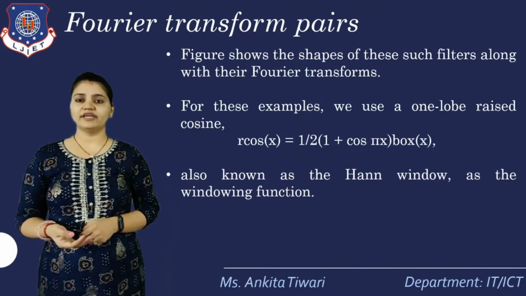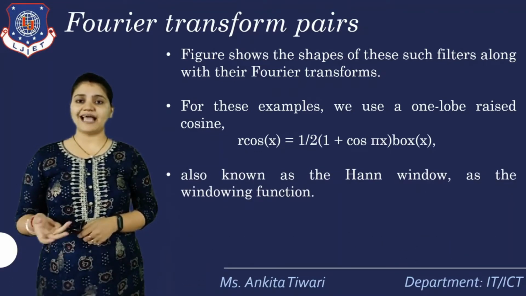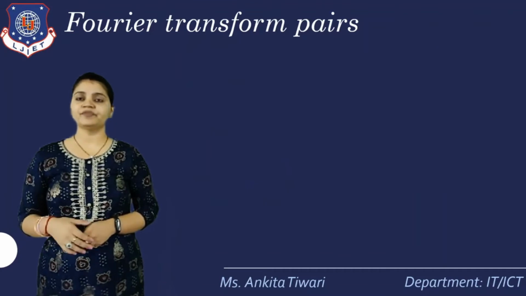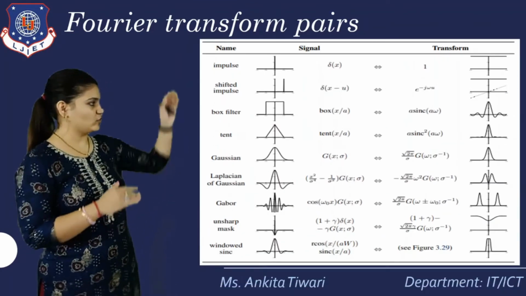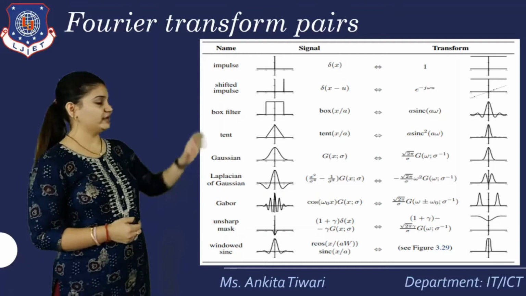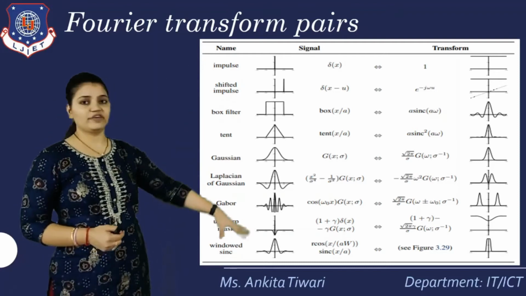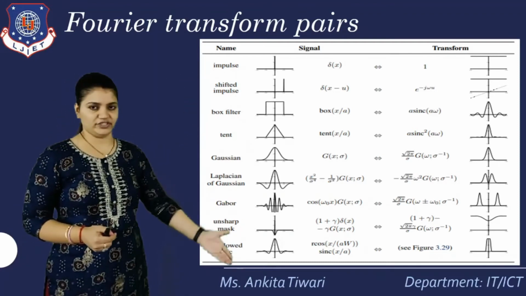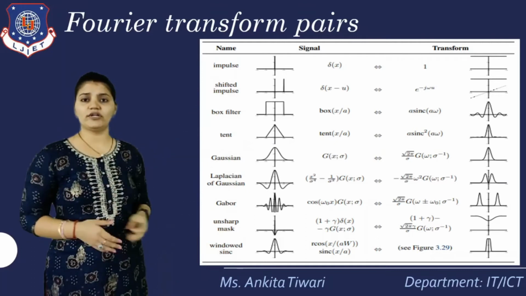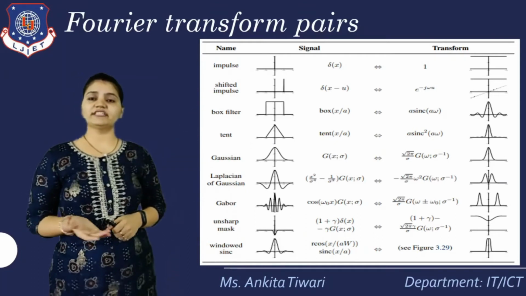So we can also say that it is known as the hann window, or a windowing function. With respect to that, this is a table where the transform is also given, and the signal is also given with every function. Now these are the filters provided in Fourier.